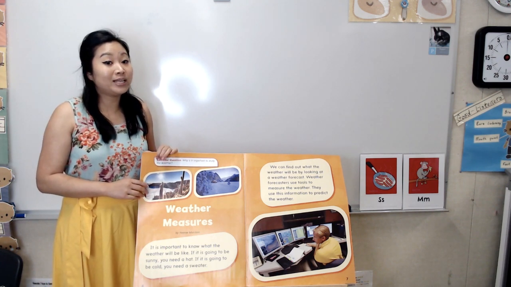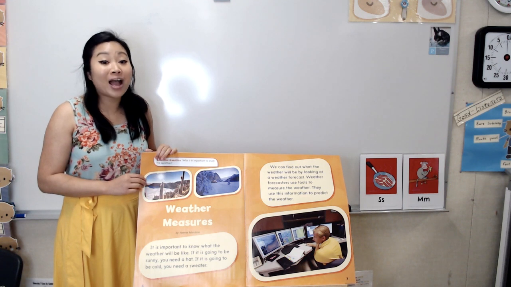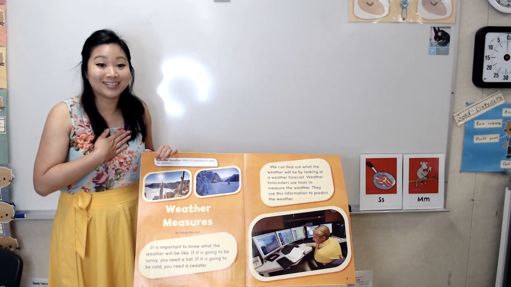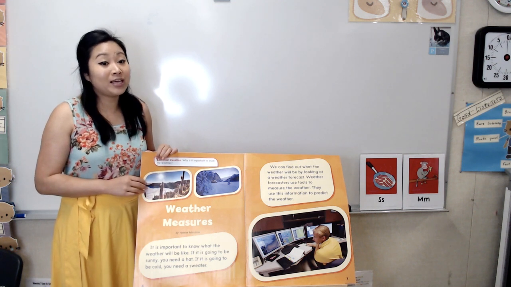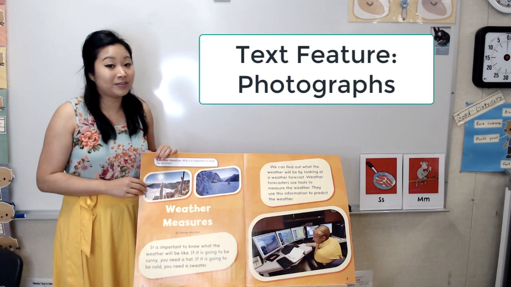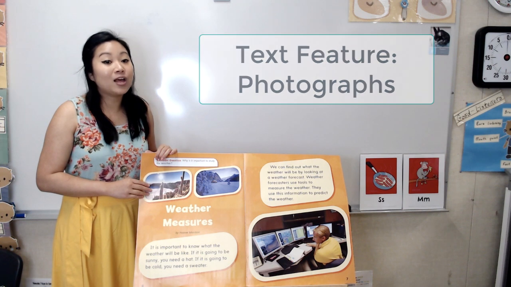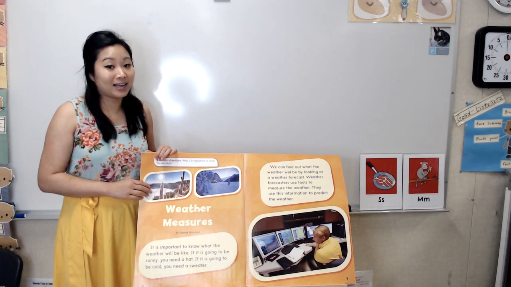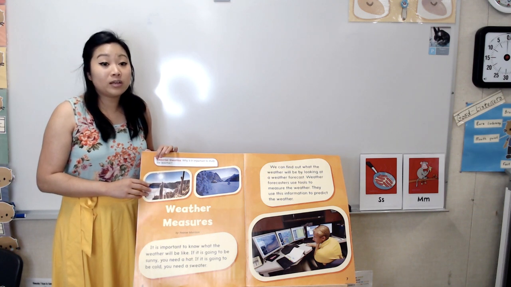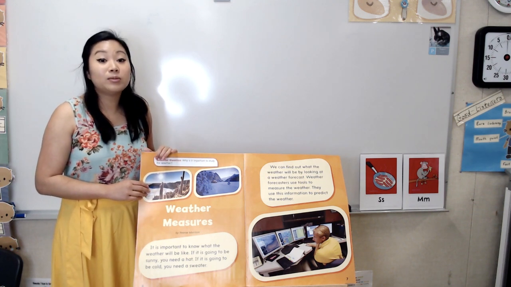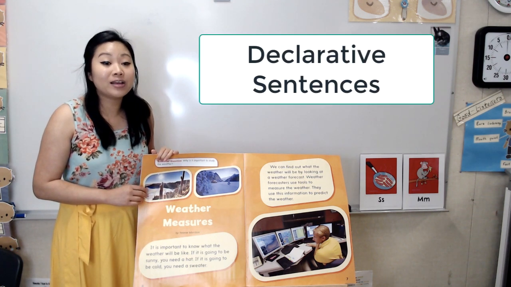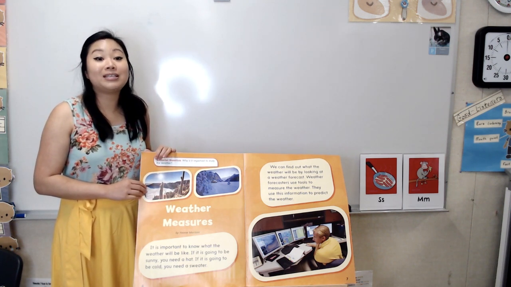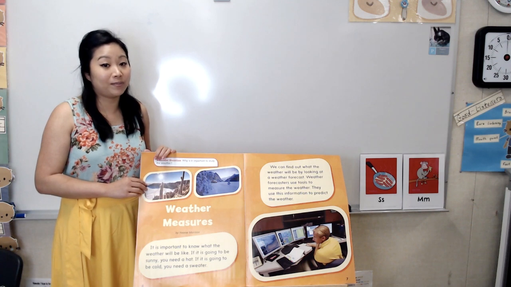Another thing we will do today is look at strategies the author uses so we can learn to be better writers. Today, we will be looking at the text feature of photographs. In this text, the author used photographs to illustrate the ideas in the text. We will also be looking at language use, specifically declarative sentences. In this text, the author used declarative sentences to give information.